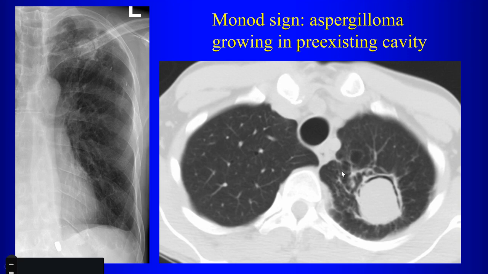So the Monod sign means an aspergilloma is growing in a pre-existing cavity, and so the peripheral lucency is not cavitation caused by the aspergilloma, but what is left of the cavity as the aspergilloma grows in the cavity. Okay?